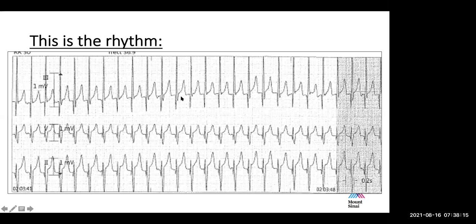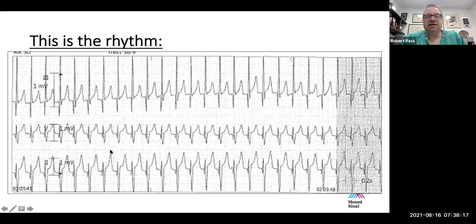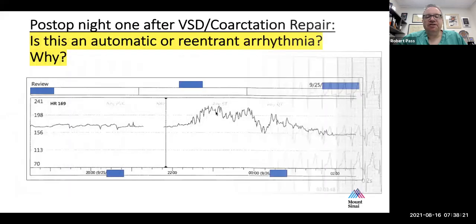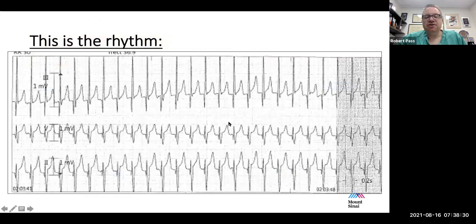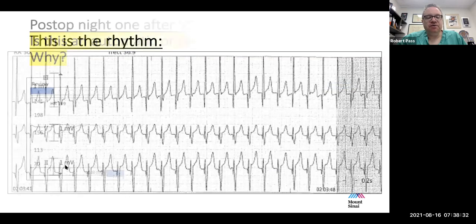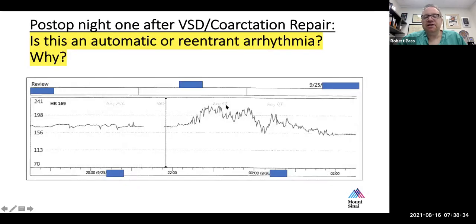And in the coming weeks, we'll go over how to assess that and also how to treat that. But again, this is a nice example of how looking at the telemetry can be very helpful in making a diagnosis even before we look at the surface electrocardiogram. So both are very helpful in diagnosing.